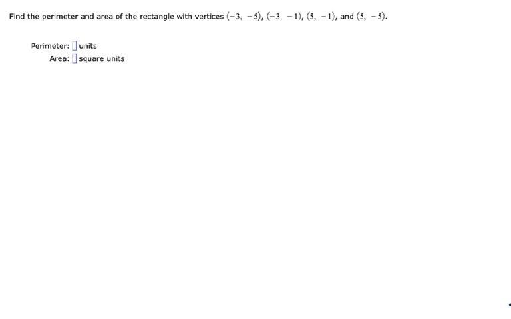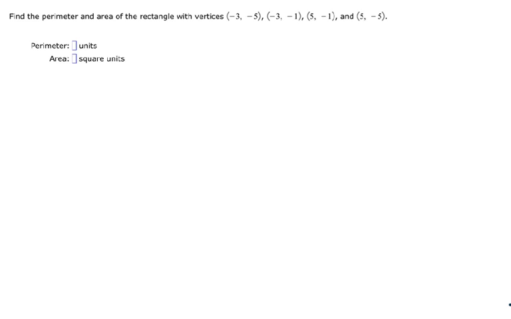So this one asks us to find the perimeter and area of a rectangle with given vertices. They don't give us a coordinate grid. They want to know the perimeter in units and the area in square units. So a couple of options here.